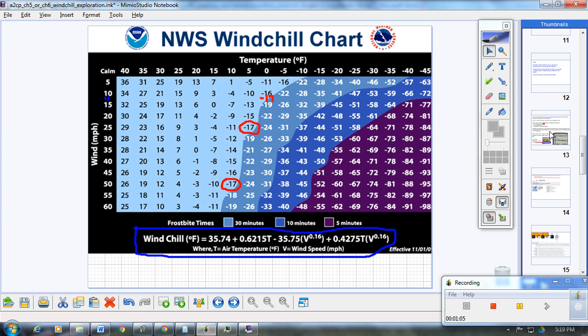So we're going to make some observations here about the temperature and about a function that we can use to model the wind chill, that is, at different wind speeds.